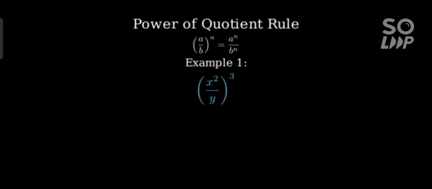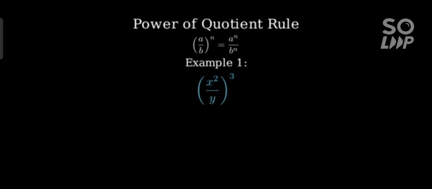Welcome to our lesson on the power of quotient rule for exponents. This rule states that when we have a fraction raised to a power, we can distribute that power to both the numerator and denominator. Let's work through some examples to understand this better. Our first example will be the fraction x squared over y, all raised to the 3rd power.